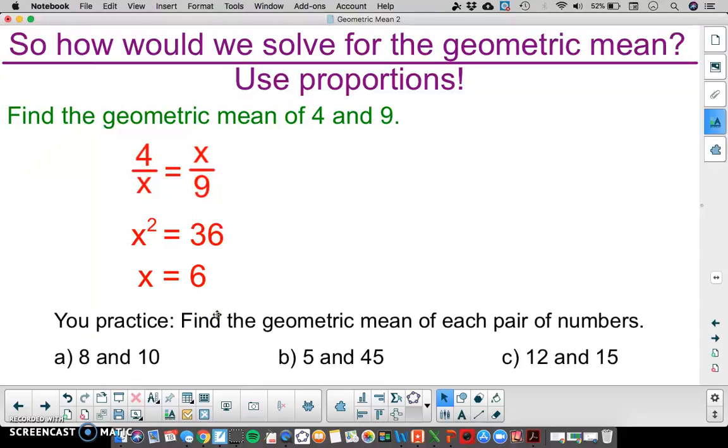Here are some practice problems on your own. I want you to find the geometric mean of each pair of numbers.